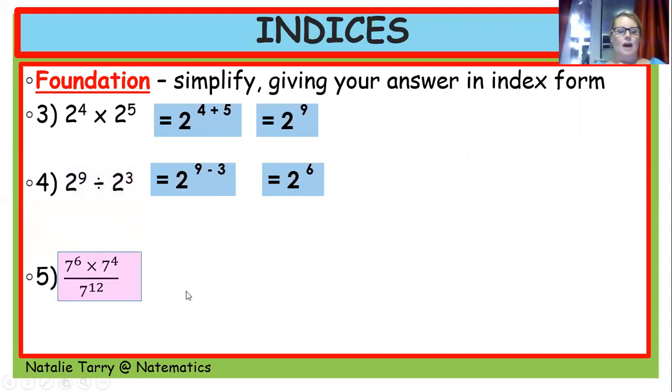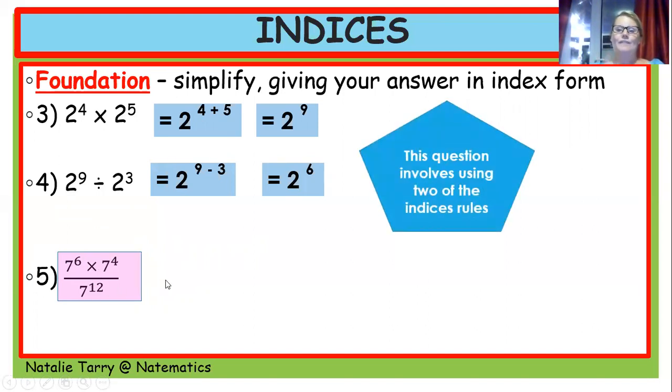Okay, finally, the last question. We have 7 to the power of 6 times 7 to the power of 4, all divided by 7 to the power of 12. So here we've actually got 2 lots of indices rules we need to use. On the top one, we've got a multiplying together. And if you remember from what we did here, we add the powers together. And on the bottom, we'll just leave that as it is for now.